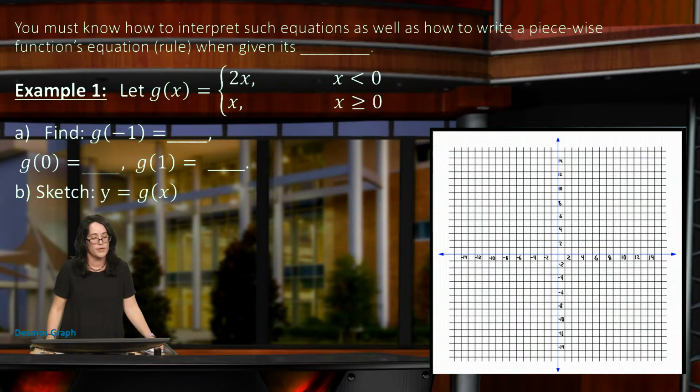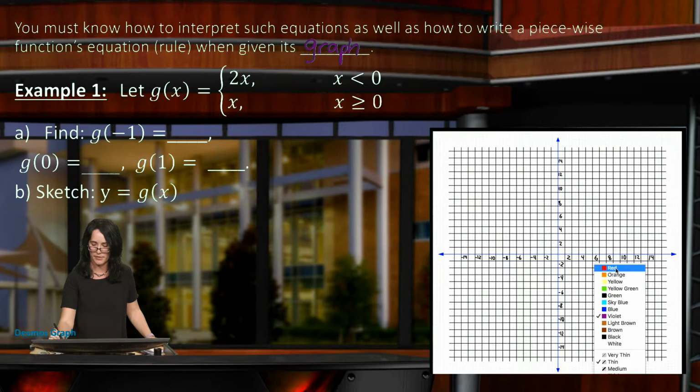Okay, so before we begin example 1, I want to remind you that in addition to being able to eventually graph these, which is what we're practicing right now, you might also be asked to give the equation yourself, right? So in this one it says, you must know how to interpret such equations as well as how to write a piecewise function's equation or rule when given its graph. So you might have to actually write the rule yourself in the future. Okay, that's what that is saying here. So let's see our first example here.